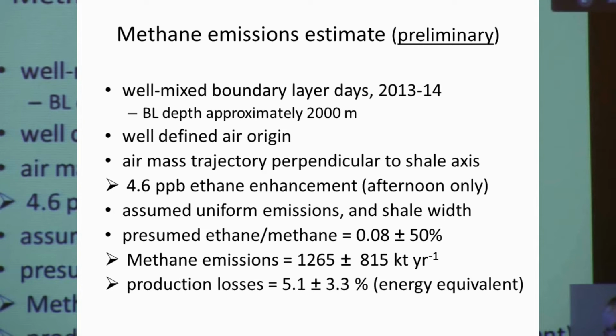For this, we are currently assuming that the ethane-methane ratio is 8%, with a large error attached to that. If you carry this analysis through, you come up with a production loss in the 60 times 35 kilometer area of about 5%. The large error here is driven by the fact that we have two assumptions in there that are critical. One is the listed ethane to methane ratio. The other one is the amount of methane in the gas produced in the area.